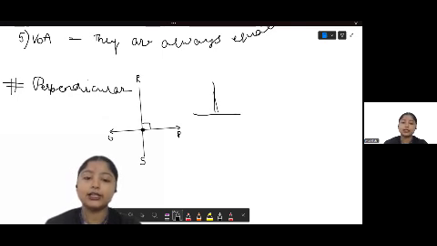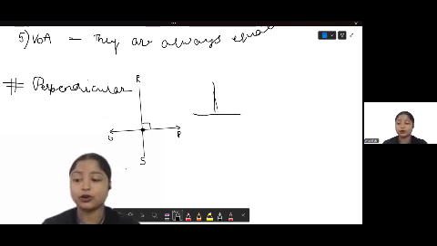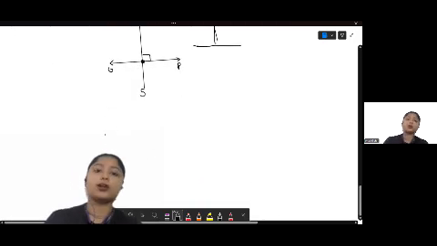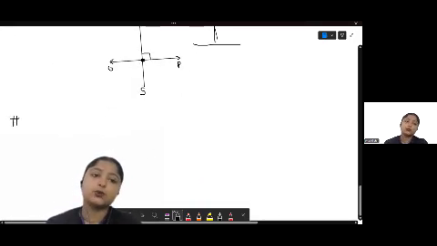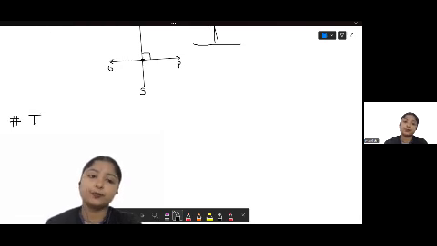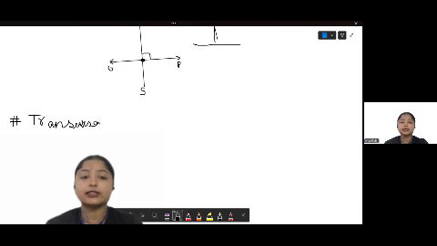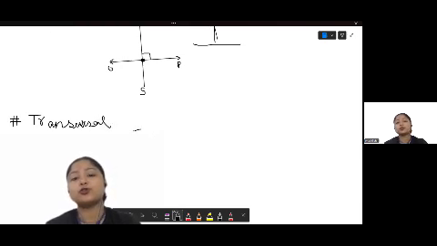Okay, now let's move on to the next concept of lines and angles. That is the transversal. What is a transversal? First of all, we are going to learn about it. A transversal is a line that passes through two parallel lines. It's a type of line that passes through two parallel lines.